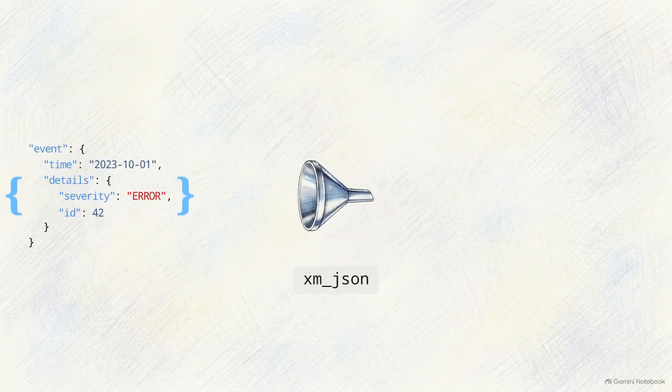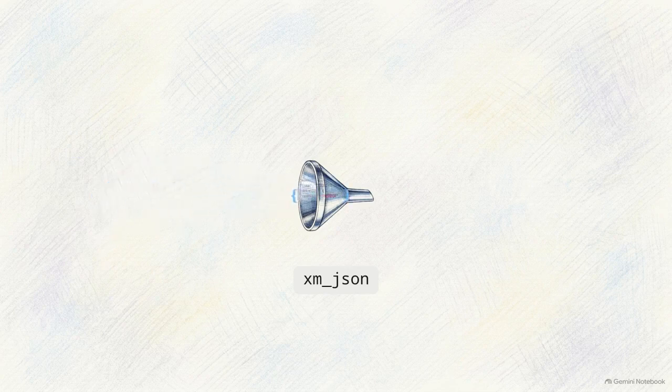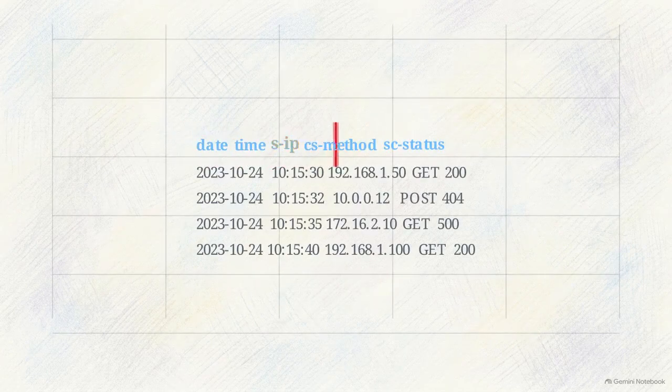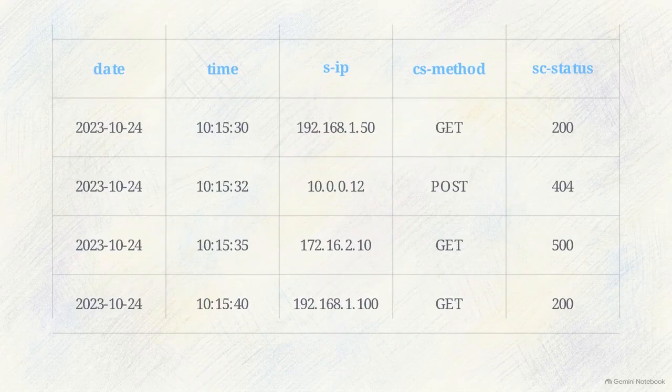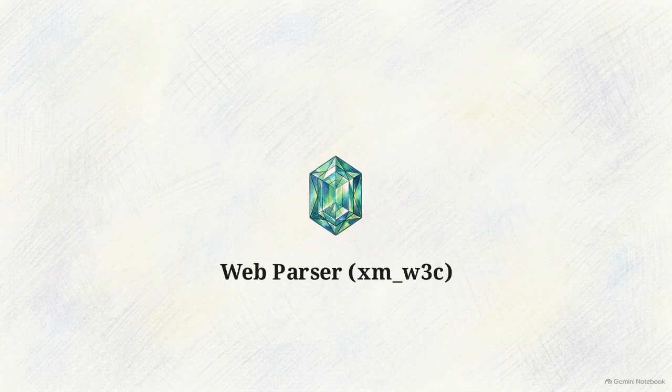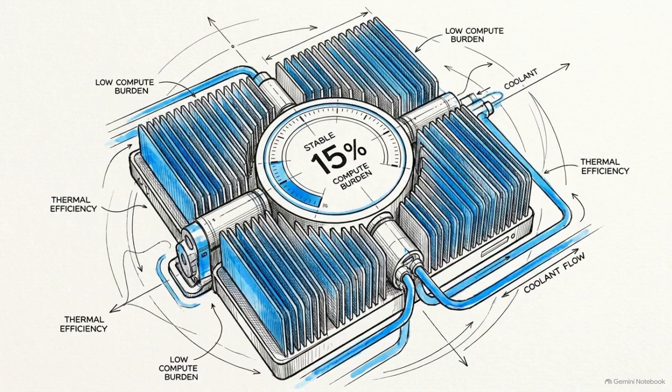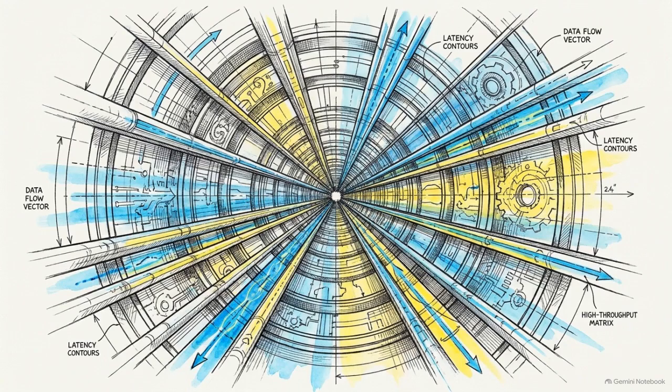For data flattening, the engine uses the xm_json module. It parses deeply nested JSON structures, flattens them into standard dot notation fields, and strictly enforces UTF-8 encoding validation. Similarly, the xm_w3c module can automatically parse IIS logs by dynamically reading the field headers. Executing this rigorous parsing at the edge, directly inside the forwarder, drastically reduces the compute and licensing burden on the central SIEM.